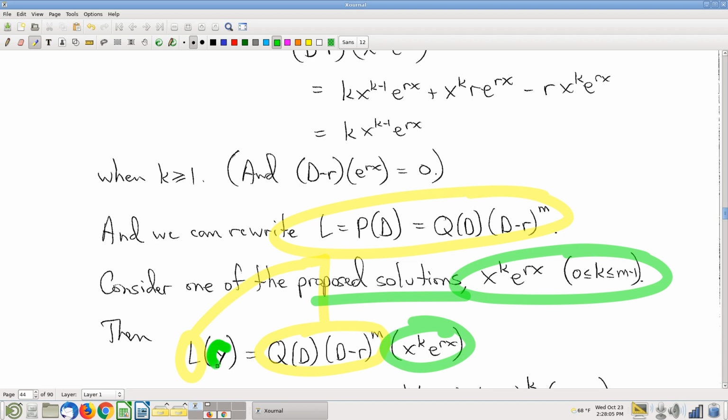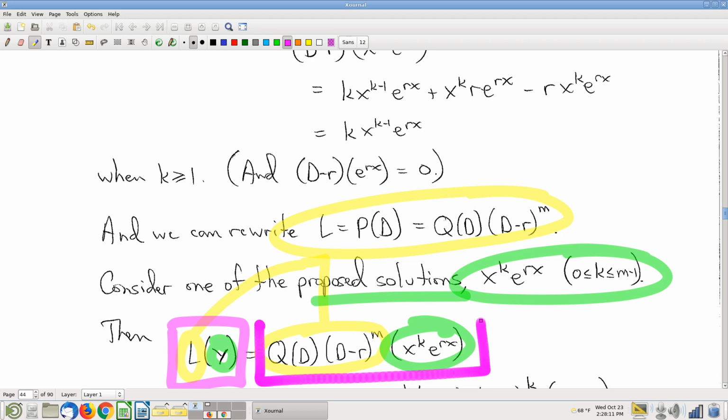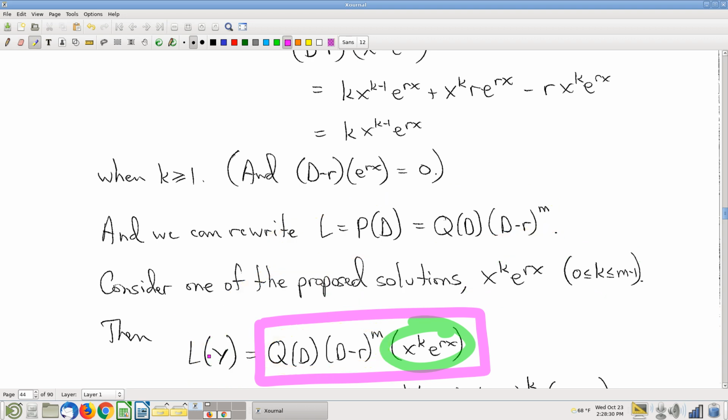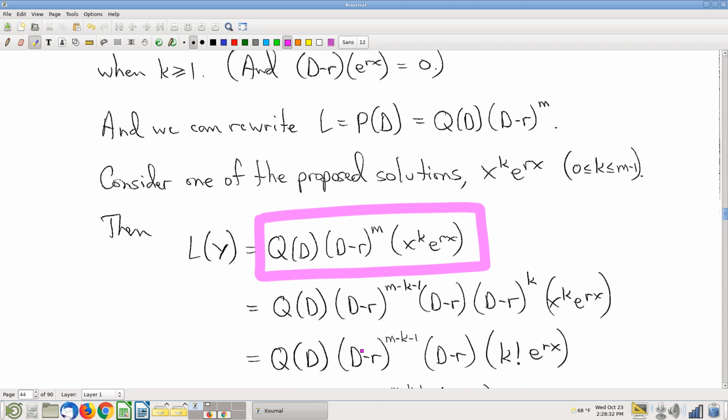Notice that all I'm doing here is computing L of y. I'm just expanding out my left-hand side in a different form. I'm capitalizing on the fact that algebra has allowed me to rewrite L in a very convenient way. And now I just have to compute this and show you get 0. It turns out to be an easy calculation to see that this is equal to 0.